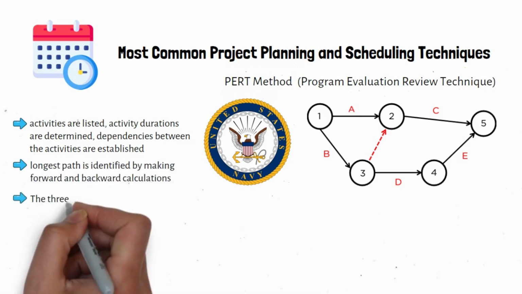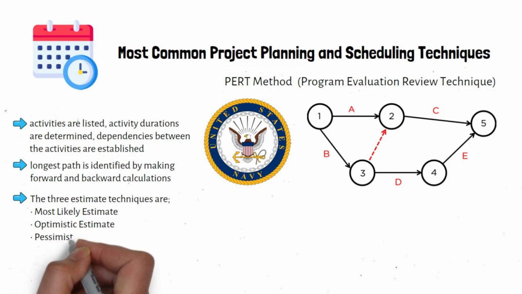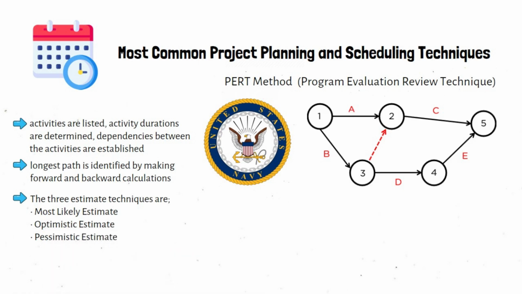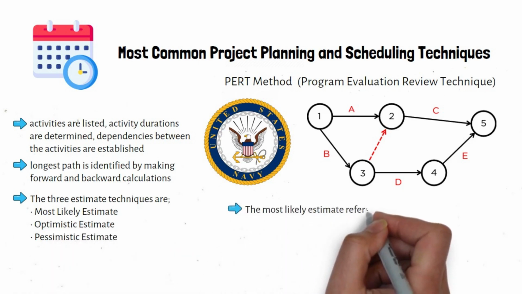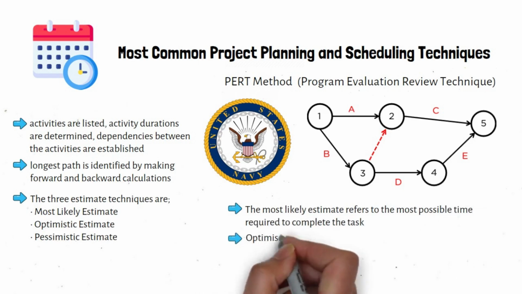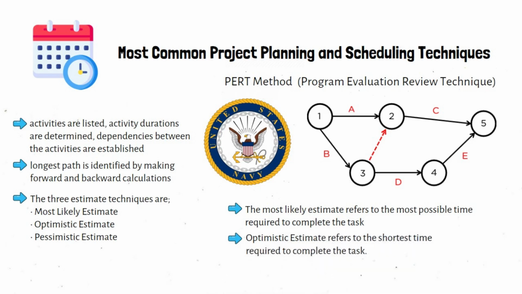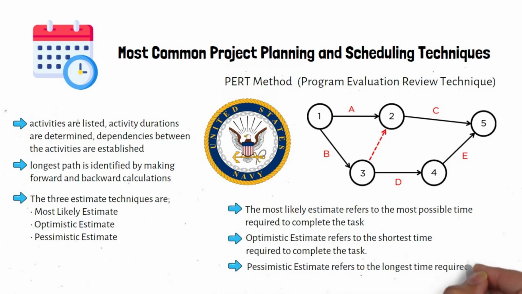The three estimate techniques are most likely estimate, optimistic estimate, pessimistic estimate. Simply put, the most likely estimate refers to the most possible time required to complete the task. Optimistic estimate refers to the shortest time required to complete the task. Pessimistic estimate refers to the longest time required to complete the task. The expected time of the task is calculated by using these three estimates.